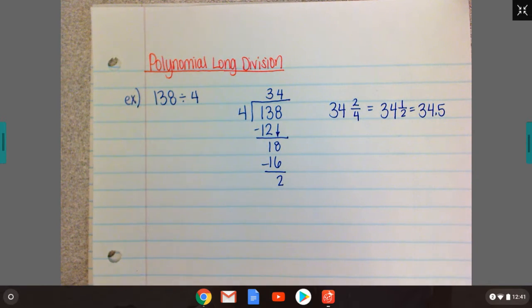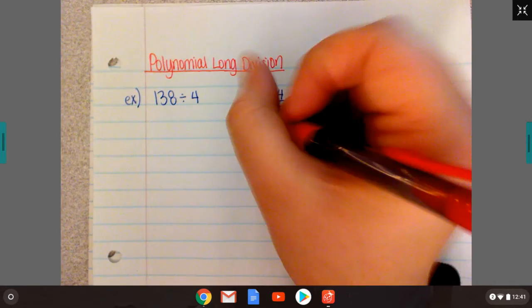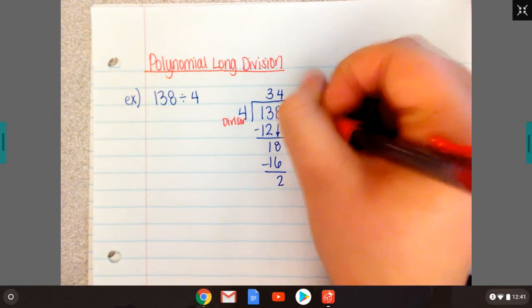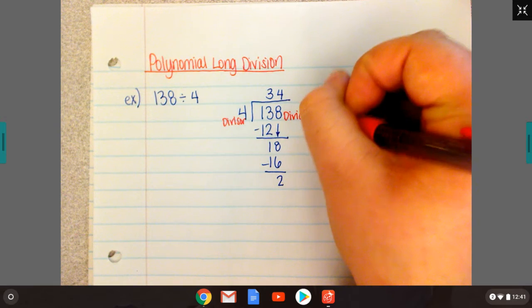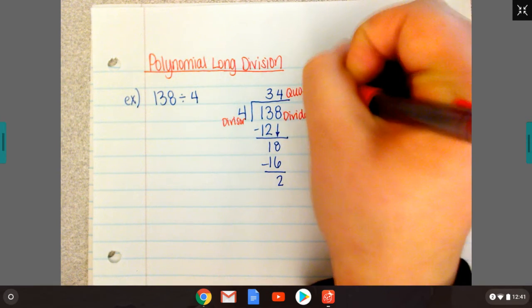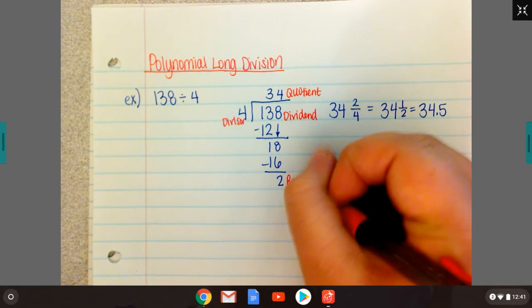So a little bit of vocab for you here. I used some of it already, but this 4 is our divisor. The 138 is our dividend. The 34 is our quotient. And the 2 is our remainder.